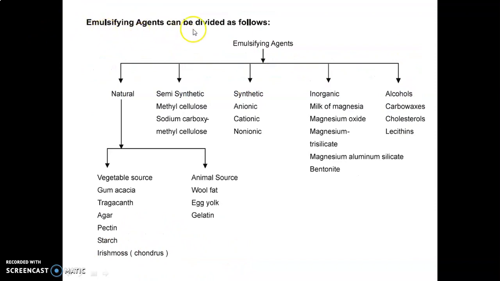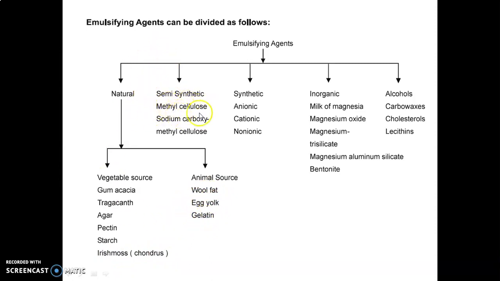The emulsifying agents can be divided as follows. The emulsifying agents are natural, semi-synthetic, synthetic, inorganic, and alcohols. In natural there are 2 types, vegetable source and animal source. In vegetable we have gum acacia, tragacanth, agar, pectin, starch, then chondrus, and from animal source: wool fat, egg yolk, gelatin.